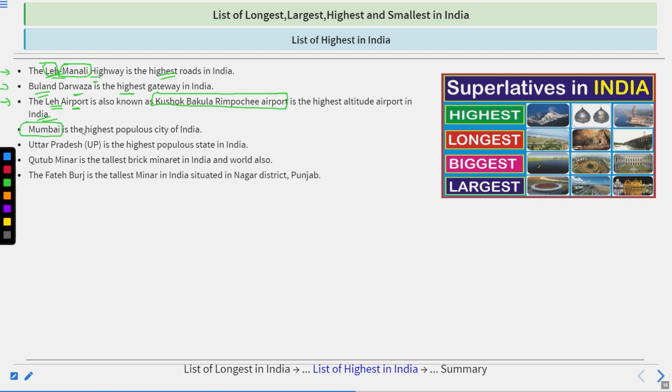Mumbai is the most populous city of India. Uttar Pradesh is the most populous state in India, as I have told you in the beginning. Qutub Minar is the tallest brick minaret in India and the world also. Fateh Burj is the tallest minar in India, situated in the Nagar district of Punjab.